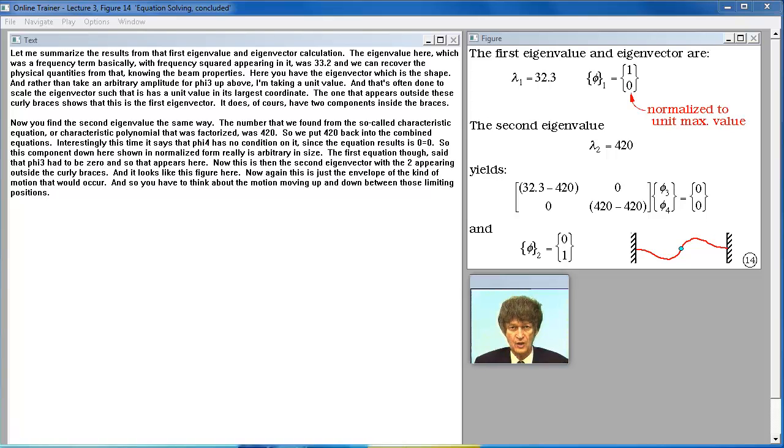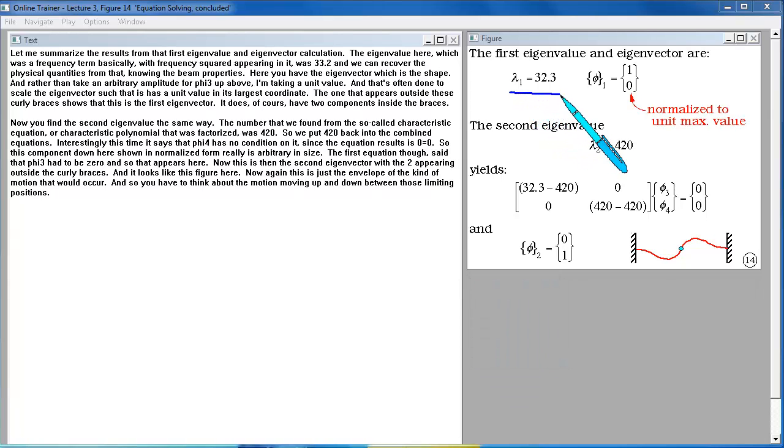Let me summarize the results from that first eigenvalue and eigenvector calculation. The eigenvalue here, which was a frequency term basically with frequency squared appearing in it, was 33.2, and we could recover the physical quantities from that, knowing the beam properties. Here you have the eigenvector, which is the shape. And rather than take an arbitrary amplitude for phi3 up above, I'm taking a unit value, and that's often done to scale the eigenvector such that it has a unit value in its largest coordinate.